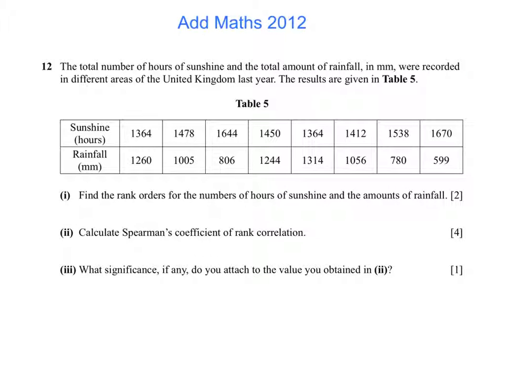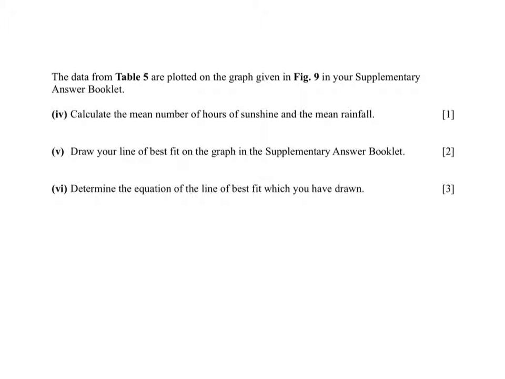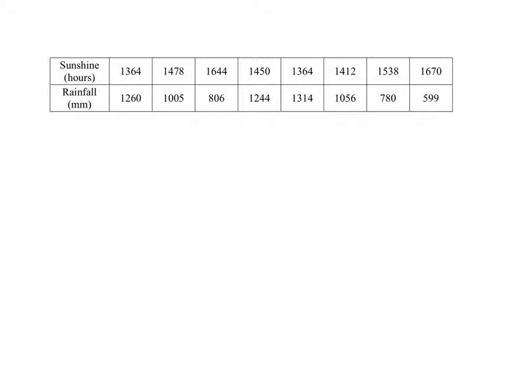Add Maths 2012, Paper 2, Question 12. I'm going to start by ranking. You can use 1 as the highest or lowest. What is important is that you're consistent. So whatever we use for sunshine, we must also use for rainfall.